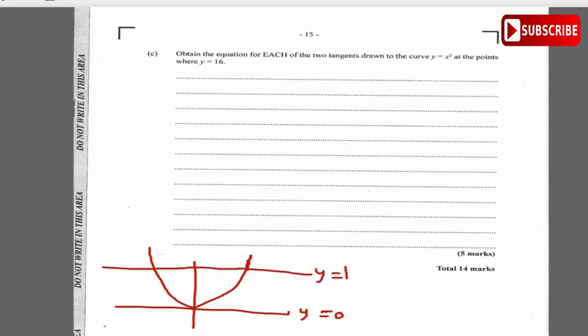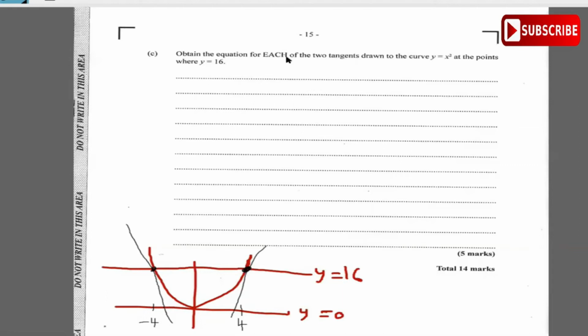They want the two tangents to the curve. So this is one point on the curve. When y is 16, then x is going to be 4. This is when x is 4. And when y is 16, x is also negative 4. So what they're asking us to find, graphically, is the equation of this line, that's a tangent at that point, and the equation of this line, which is another tangent at this point.